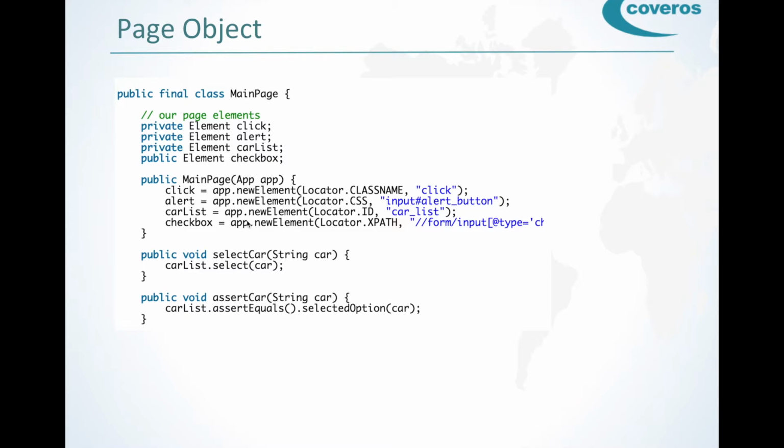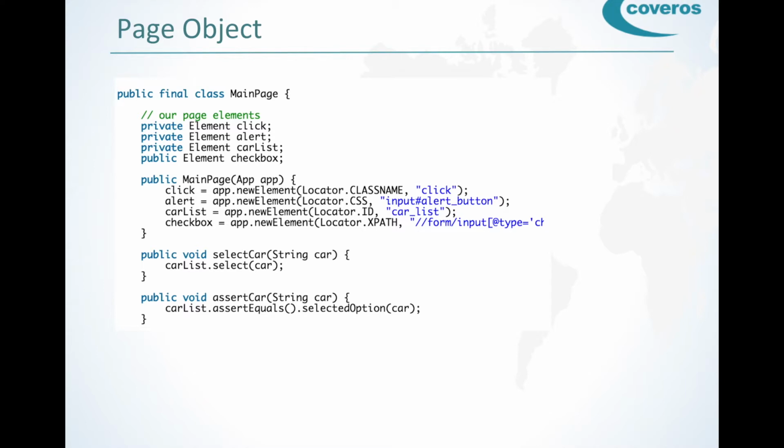Right? So if we look at this car list here, the car list on that page is a drop-down menu which contains a list of cars. What we've done is taken the ID for that component and created an app object out of it called car list. And what this car list element allows us to do is to write a very simple reusable method called select car, which, as you can guess, simply selects a car from the drop-down menu.